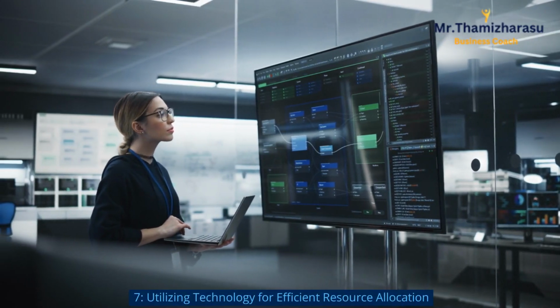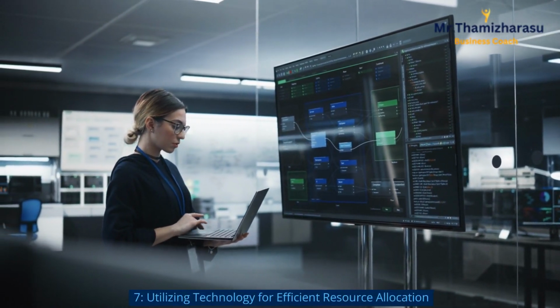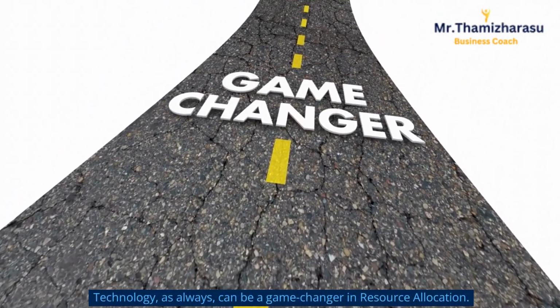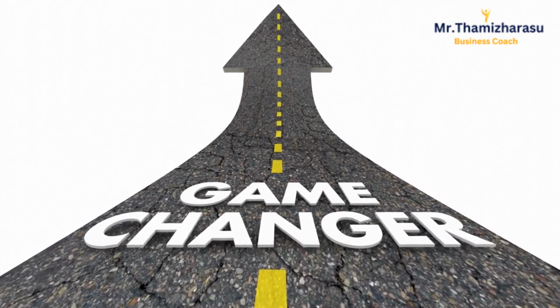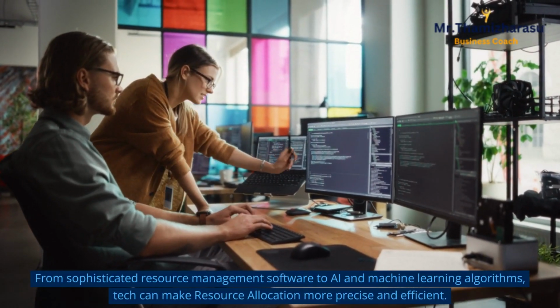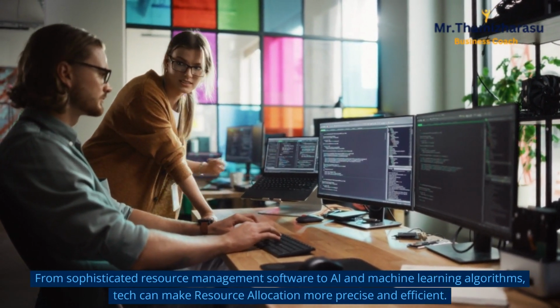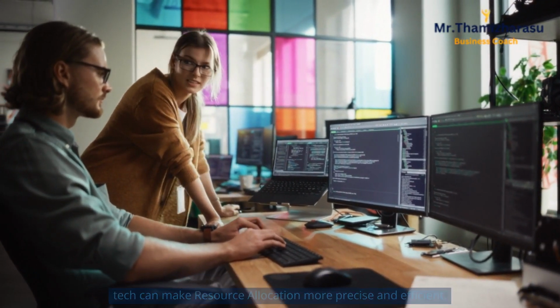7. Utilizing technology for efficient resource allocation. Technology, as always, can be a game changer in resource allocation. From sophisticated resource management software to AI and machine learning algorithms, tech can make resource allocation more precise and efficient.